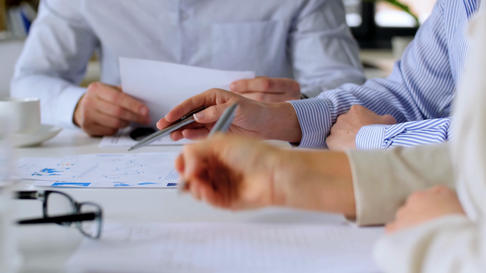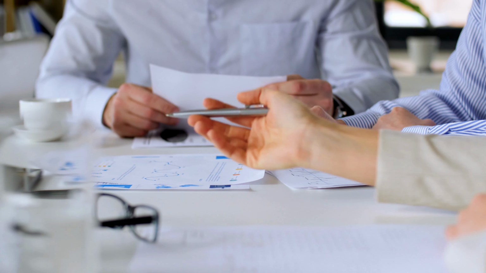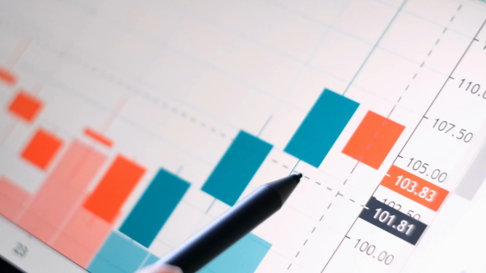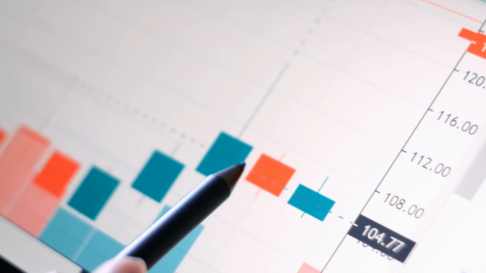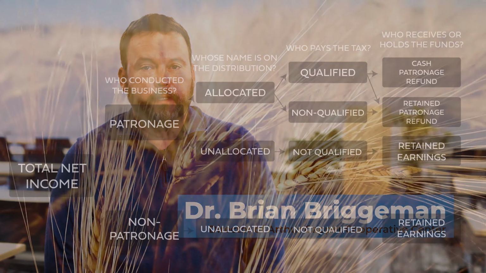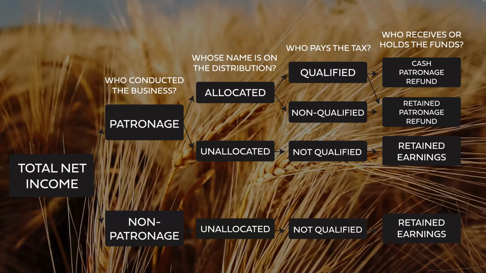While the details of this process can be very complex, there are some key decisions that help explain this process. In this video, we will use a straightforward flowchart to explain the patronage income distribution process. At the start of the flowchart is total net income. This is the income or profits to be distributed either to the cooperative or to the member.